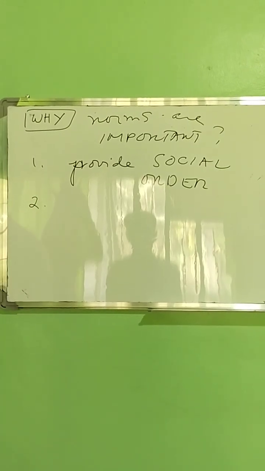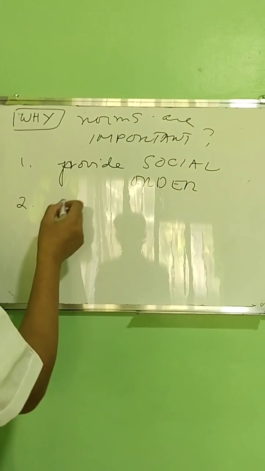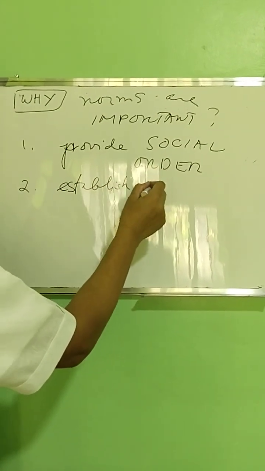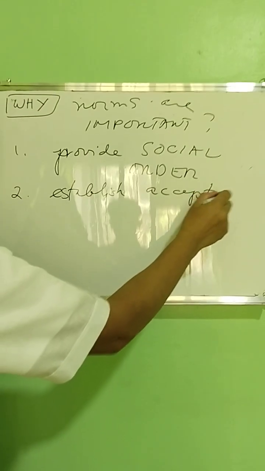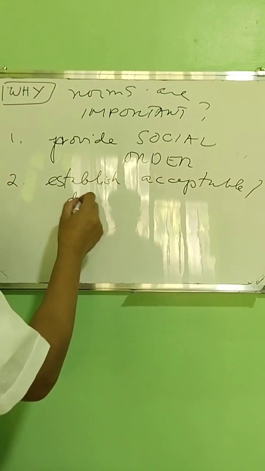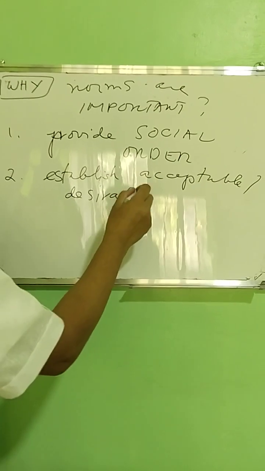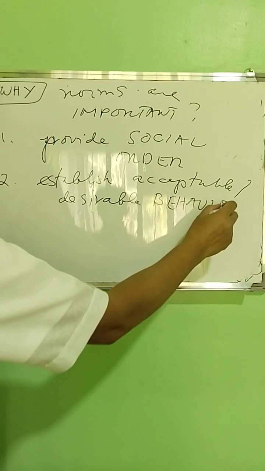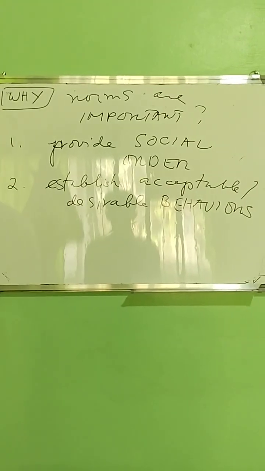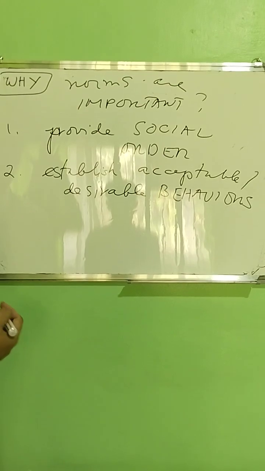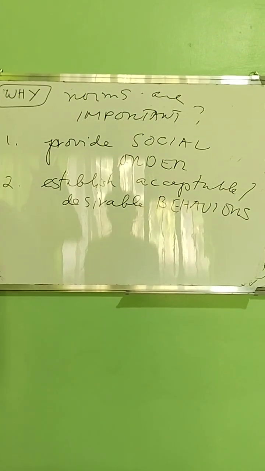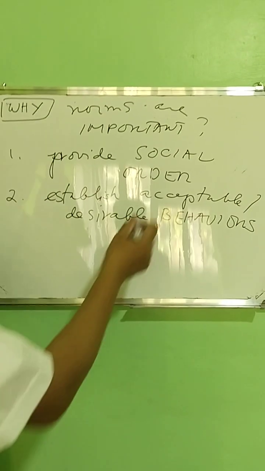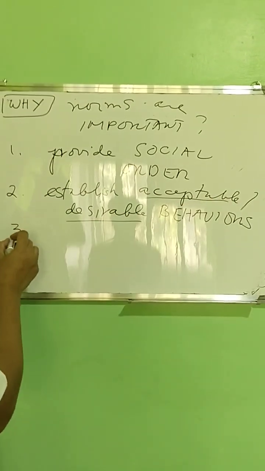Second reason is to establish, I already mentioned this, acceptable or what we call desirable behaviors. Only those that can be seen as being within the bounds of normalcy or within the bounds of sanity. Should be acceptable or desirable behaviors in society.